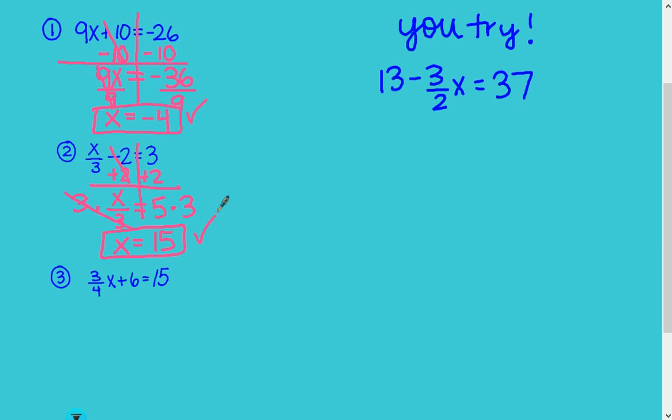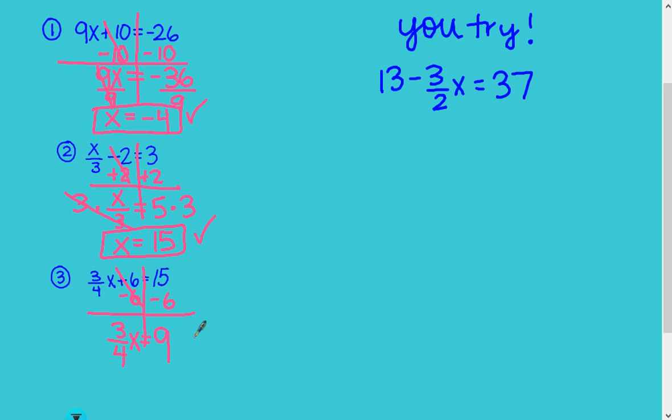On our last problem here, don't be afraid of that fraction, because now in high school we have these nice handy dandy calculators. So again, cover up wherever your variable is. We want to move any addition or subtraction away from our variable. So we're going to get rid of this 6 by subtracting it from both sides. I end up with 3/4 times some number equals 9.